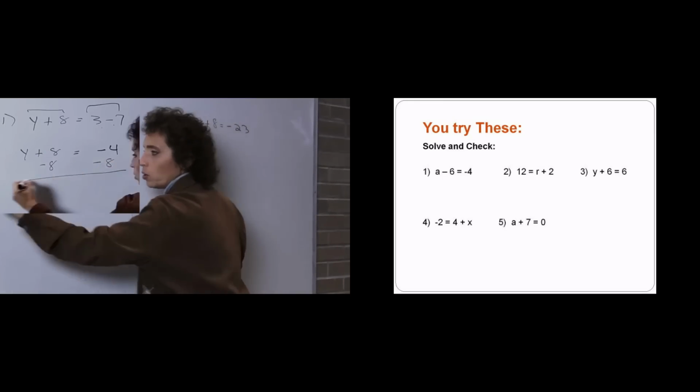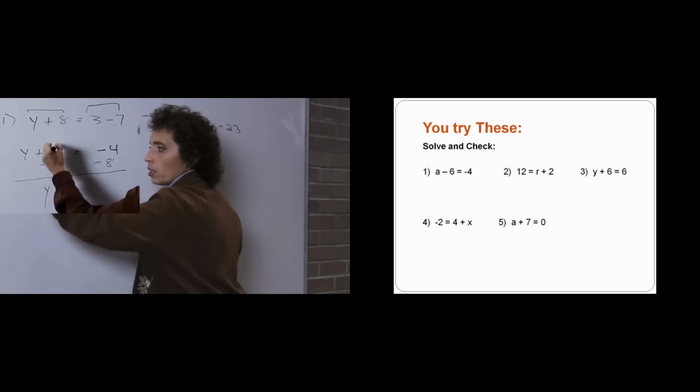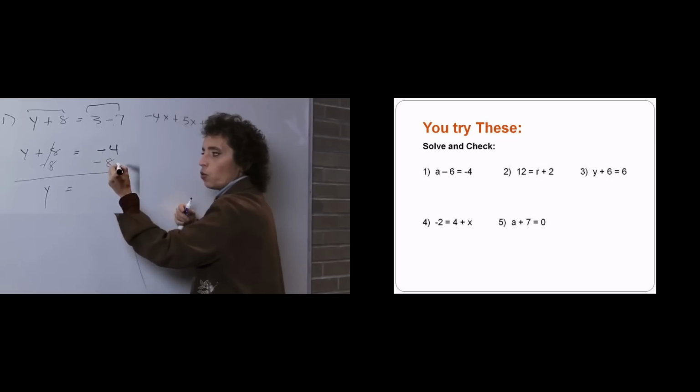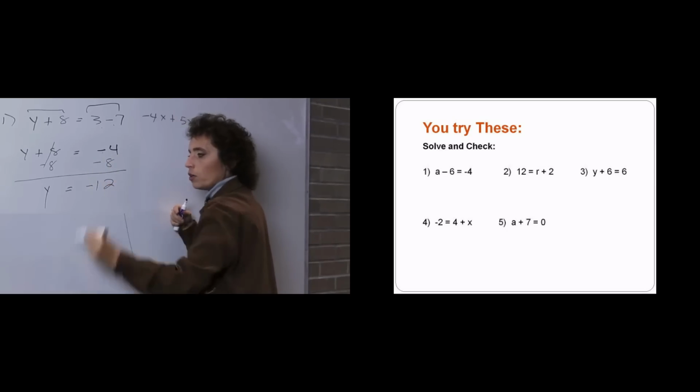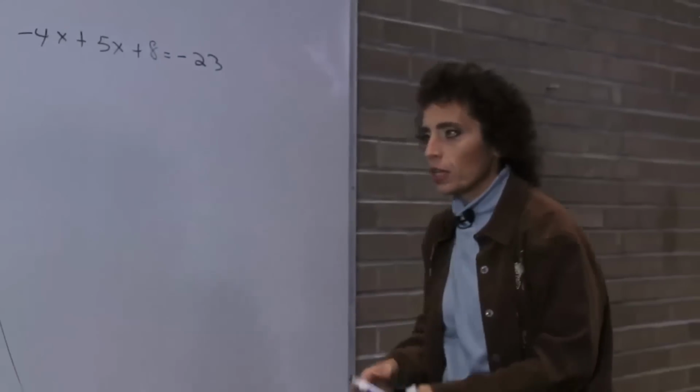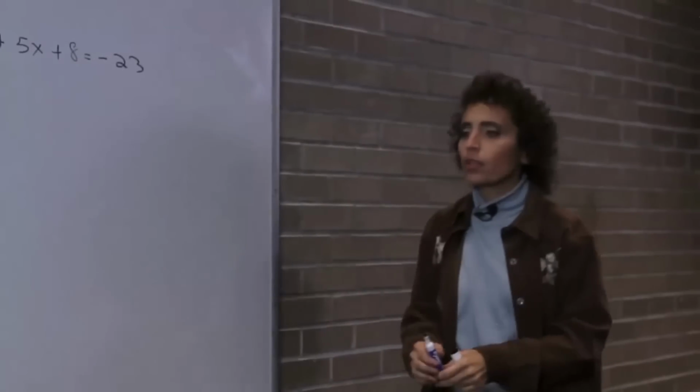We want to get the y alone, so I've got to get him out of there. Y equals, I owe 4, I owe 8, I owe 12. So y equals negative 12. I'm not going to check that, but you can.